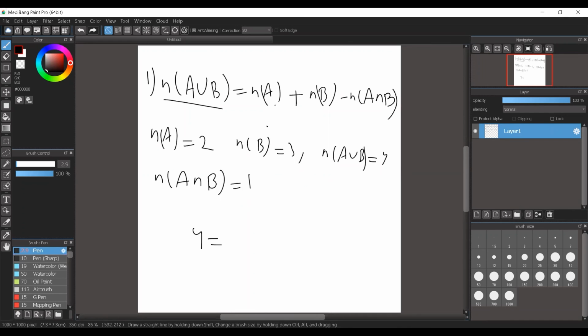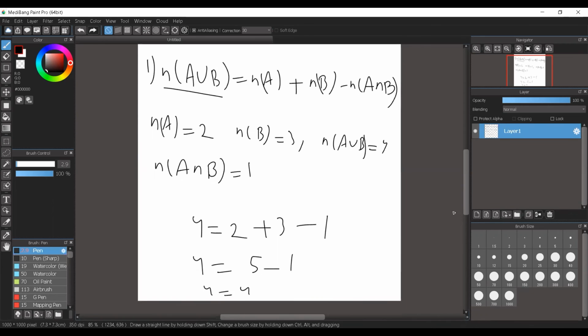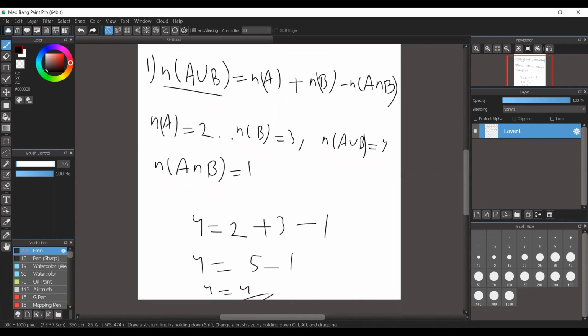What is N of A? 2. N of B? 3. Minus N of A intersection B? 1. So 2 plus 3 is 5, minus 1 is 4. N of A union B equals N of A plus N of B minus N of A intersection B.